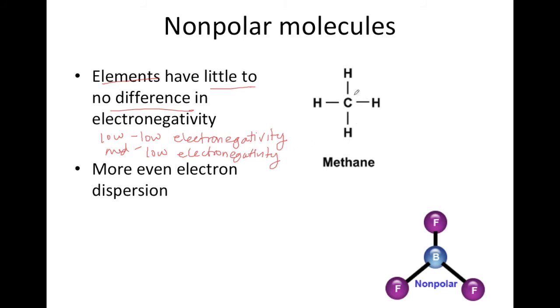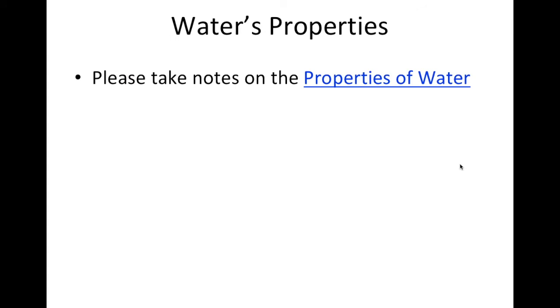And you can see this a lot with compounds that have carbon and hydrogen. Okay, they typically tend to be nonpolar, and that's because they have a more even electron dispersion. So methane's a really good example of a nonpolar molecule because there's very little difference in the electronegativity. So the rule usually is, if they're closer together on the periodic table, they're going to be more nonpolar. The further apart they are, the more polar they are.